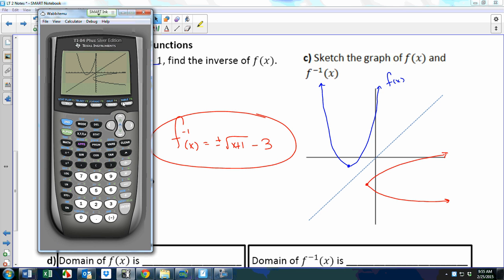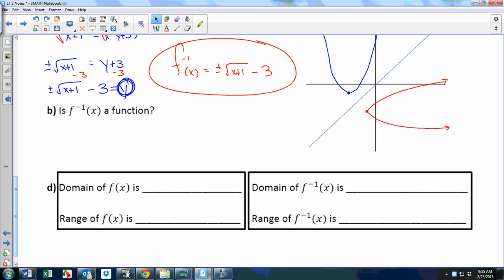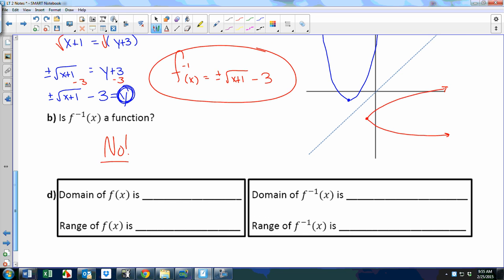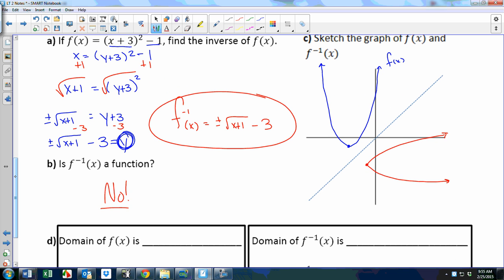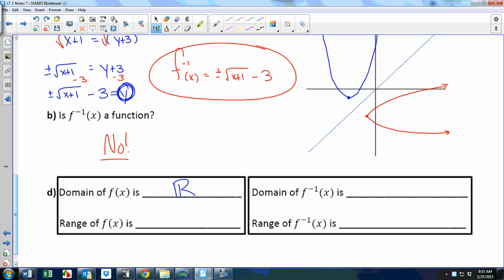All right, so what are the last two answers? Is the inverse a function? Does it pass the vertical line test? No. And then what's the domain and range? I'll do them in a different order this time. What's the domain of that original quadratic? All real numbers. Now I'm going to change the question. What's the range of the inverse? All real numbers.